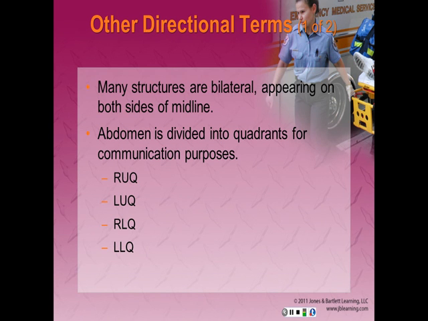Unilateral structures appear on only one side of the body, for example, the spleen or the liver. And then the abdomen is specifically divided into quadrants for communications purposes. And we do a line vertically through the umbilicus and horizontally through the umbilicus to define these quadrants. You have the right upper quadrant, the left upper quadrant, the right lower quadrant, and the left lower quadrant.